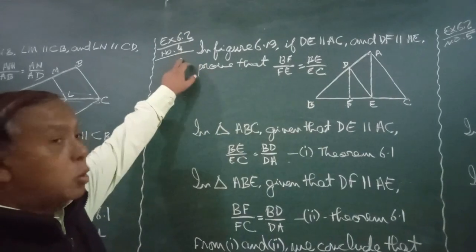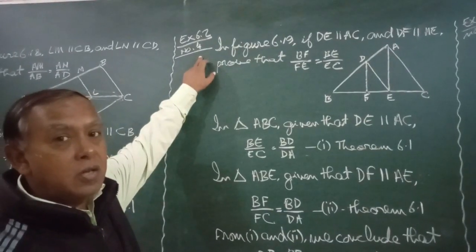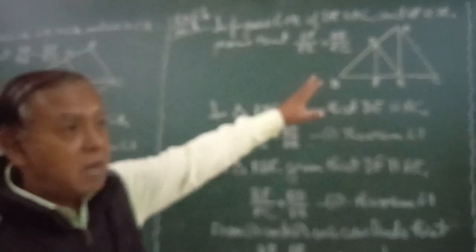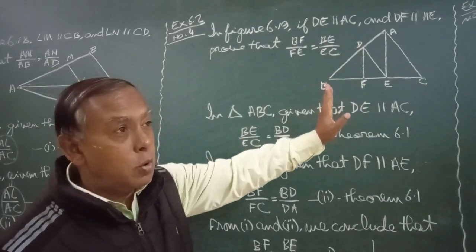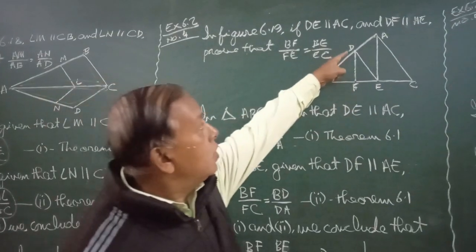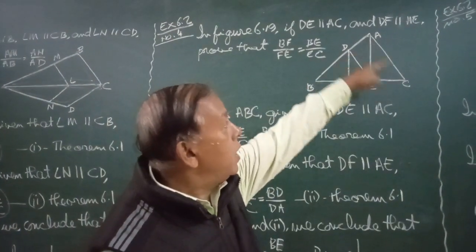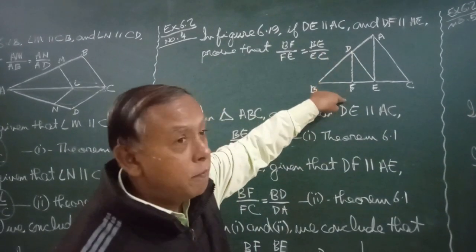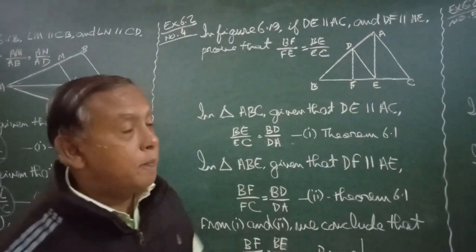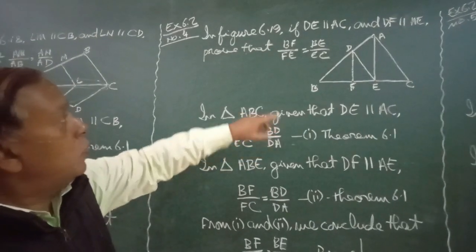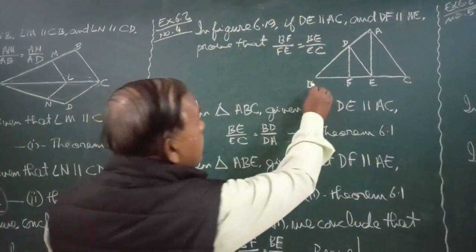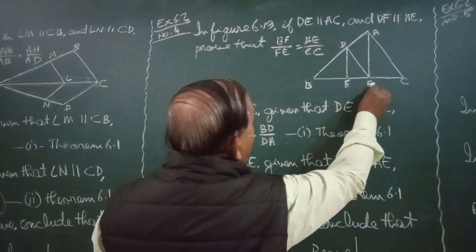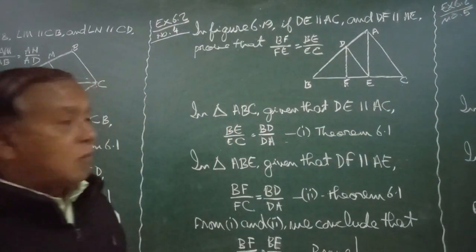We have now question number 4 of exercise 6.2. Please make sure that the diagram is well drawn. You draw first the triangle, then you put DE parallel to AC. Join A and D and draw DF parallel to AE. And what is to be proved? BF upon FE is equal to BE upon EC. How to go about it?